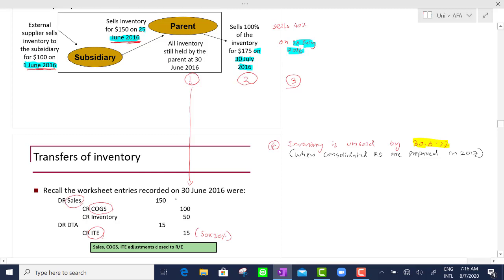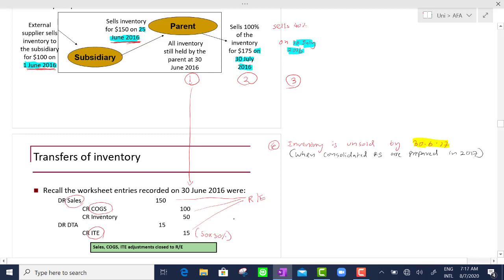Where have these three gone? To retained earnings. Now they are in retained earnings. So we cannot remove sales, we cannot remove cost of goods sold, we cannot remove income tax expense. So what we can do is remove the net balance from the retained earnings.